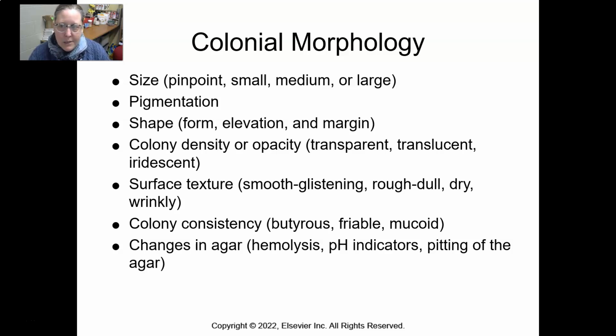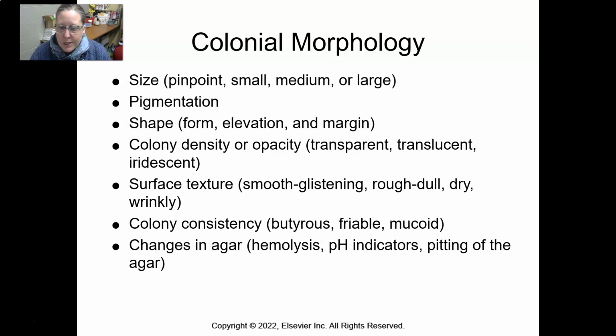The colony consistency you get more when you touch the colony with a loop. Is it butyrous, meaning is it buttery? Think buttery as in warm butter, right? A butter that's been left to sit at room temperature for a while and very nice and soft when you hit it. A lot of colonies can be that way. Is it friable? Does it crumble like a crumbly cookie? Is it mucoid? When you touch it, you pick up mucousy strands a little bit.